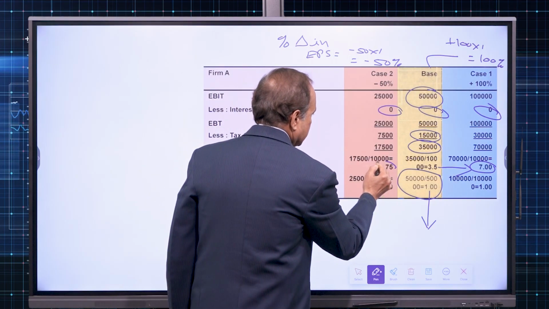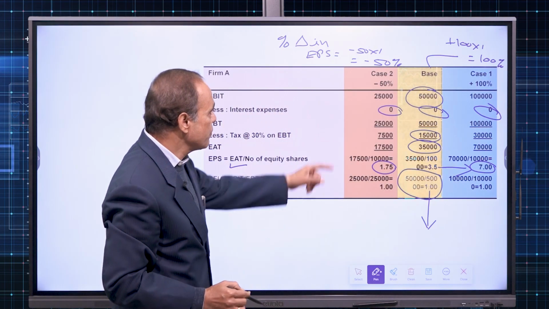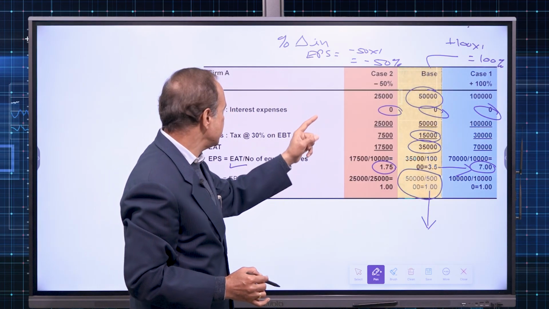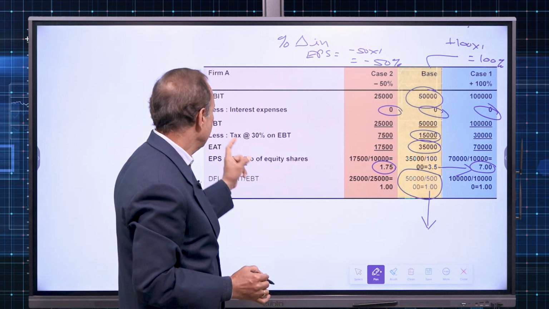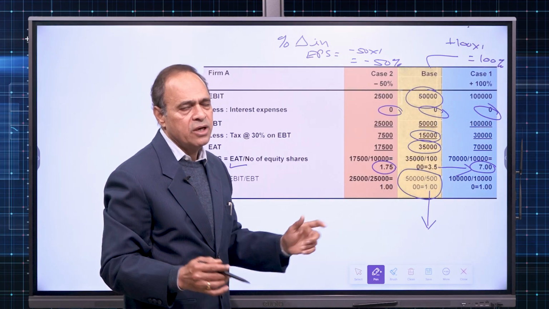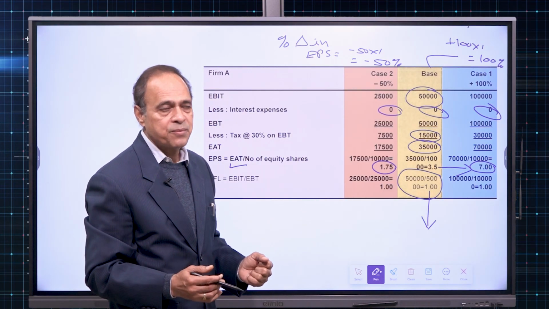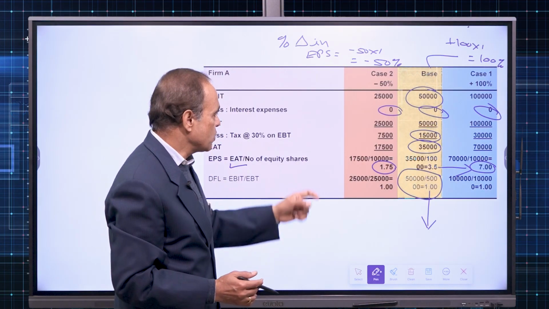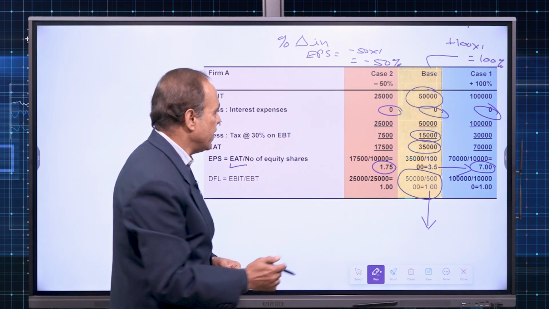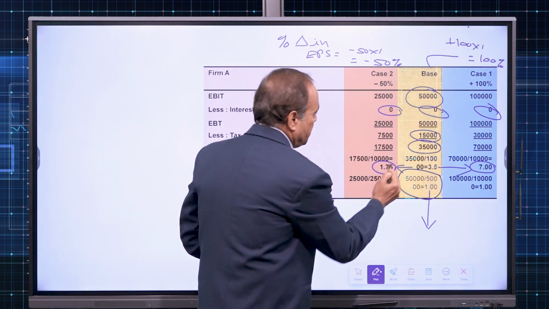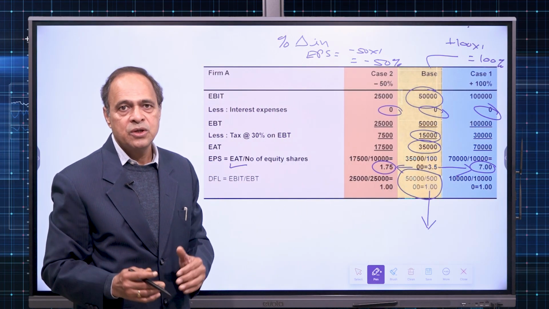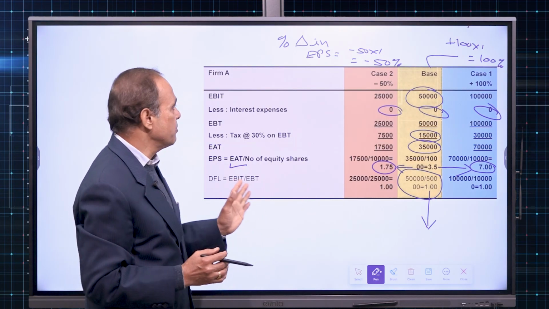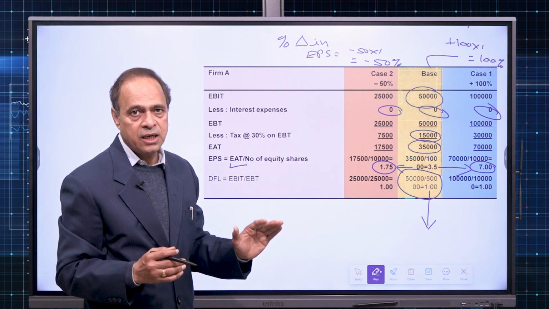At this level my EPS is 1.75. How does it come? 25,000 is your EBIT because EBIT is declining by 50%. There is no interest, so EBT remains the same, 25,000. We get tax at 30%. Even if tax is not given, we have to assume it. So my earning after tax is 17,500. Number of shares are 10,000, so I get EPS 1.75. And finally, we can see EPS has declined by 50% because with 0 leverage, 0 debt, my DFL is 1. So that is for firm A, which had no leverage, an unleveraged firm.